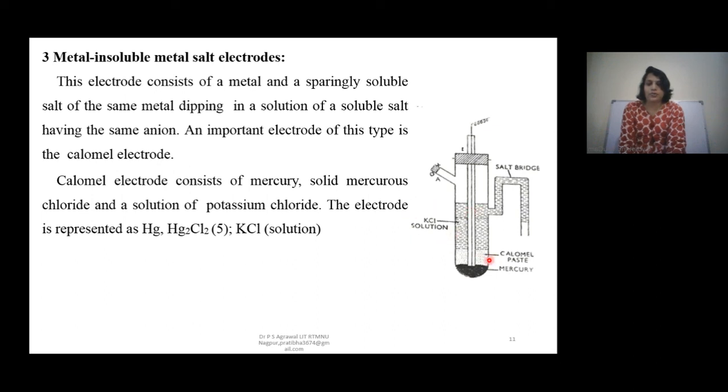Mercury of high purity is placed at the bottom of a glass tube. We have to take one glass tube having two side arms. Highly purified mercury is placed at the bottom of the glass vessel having a side tube. This vessel is known as the calomel vessel. A solution of KCl is introduced above the paste. From this side, we have to introduce the KCl solution.